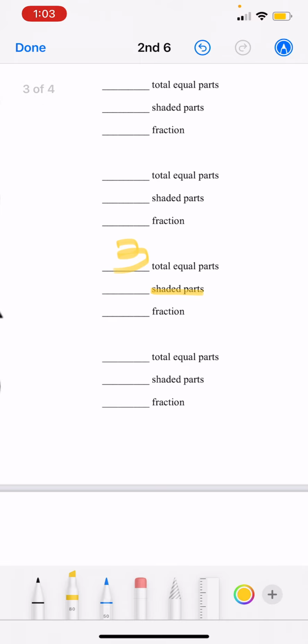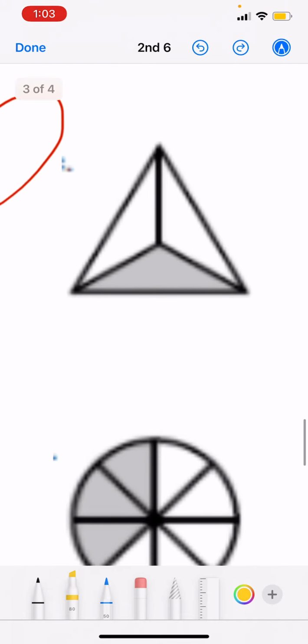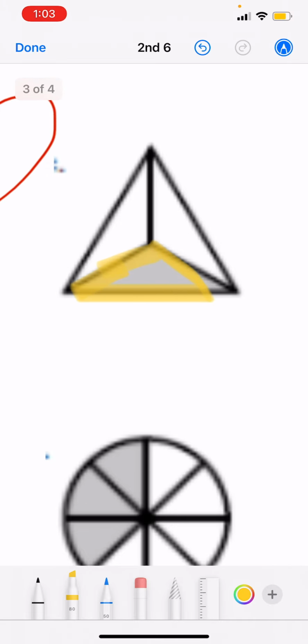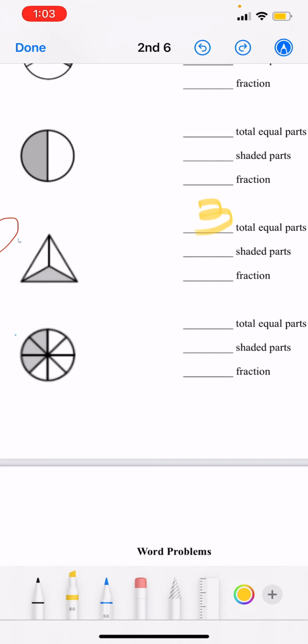Okay, now they're asking for the shaded parts. Let's look. As we can see, this shape and this shape are not shaded. However, this shape is shaded because it has a darker tint. Okay, but it only seems to be shaded for only one triangle. So let's write it. How many parts are shaded? 1 part is shaded.